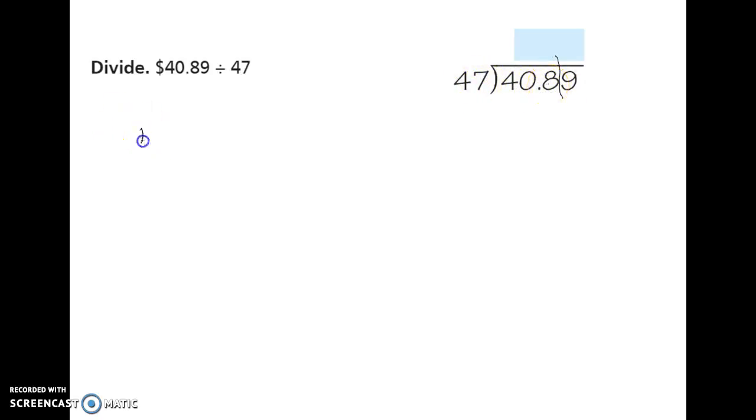Let me do that work over here. 47 times 8, just to see if that works. 7 times 8 is 56. 8 times 4 is 32, plus 5 is 37, 376. That looks good to me. All right, so 47 goes into 408 8 times. I'm going to put the 8, making sure I line it up above the ones place of the number I'm looking at, not the 9. I'm not there yet.